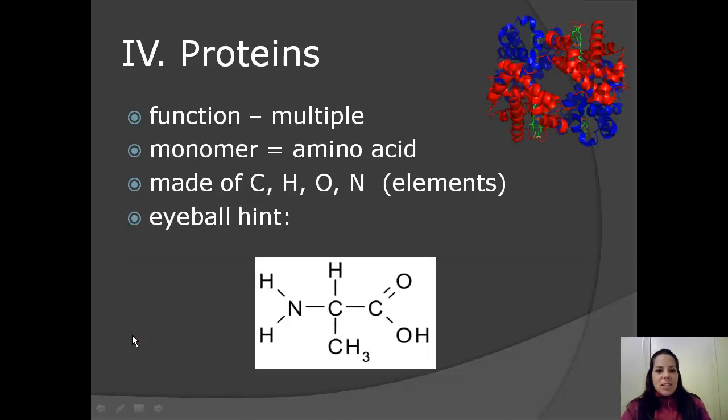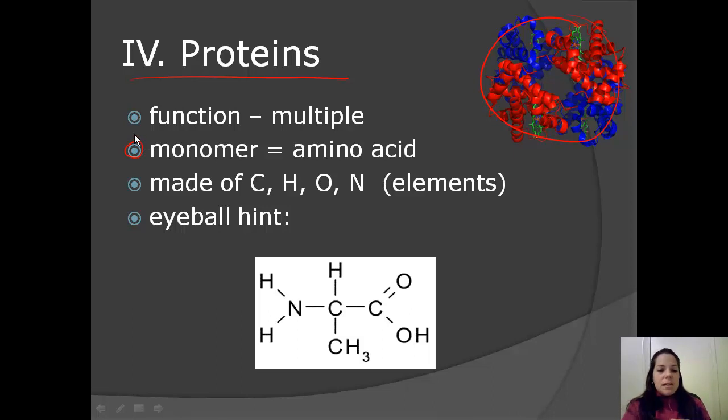Okay, let's get started. So this is the fourth biomolecule that we are learning about within Unit C, proteins. Now, proteins don't have just one function, they actually have multiple functions, which we're going to discuss in the next slide. But what you see right here is a hemoglobin protein that is used in the red blood cell to carry oxygen from the lungs all the way to the cell.